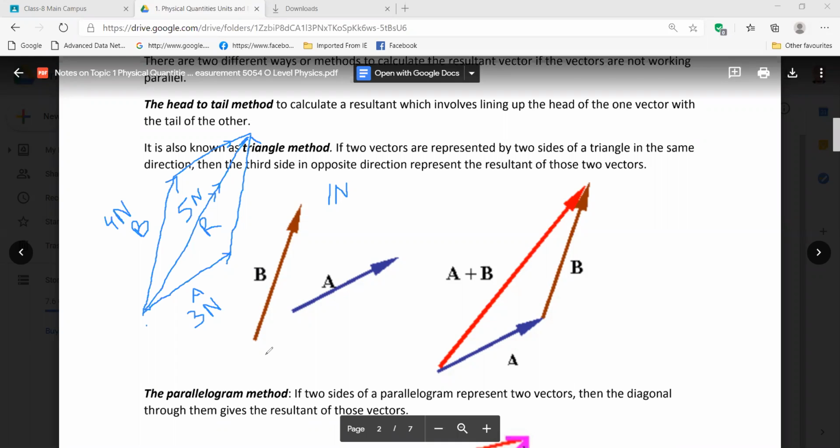So now we are summing up the parallelogram rule or parallelogram method. Can anyone read it? The parallelogram method: if 2 sides of a parallelogram represent 2 vectors, then the diagonal through them gives the resultant of those vectors. Is it clear, everyone?